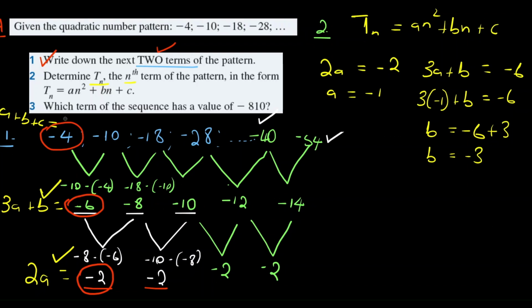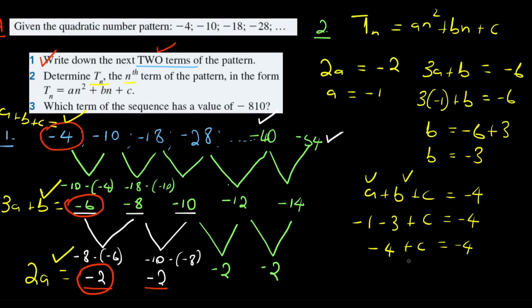We go to using that formula there, a plus b plus c, which is equal to -4. We know what our a is, and we know what our b is. Our a is -1, and our b is -3, plus c is equal to -4. We isolate and solve for c. It will be -4 plus c is equal to -4, and c will be equal to -4 plus 4, and therefore c will be equal to 0.